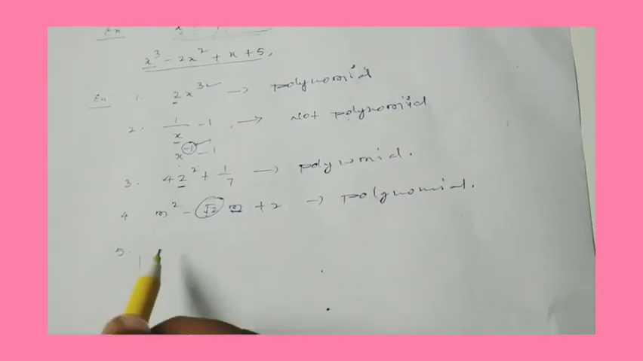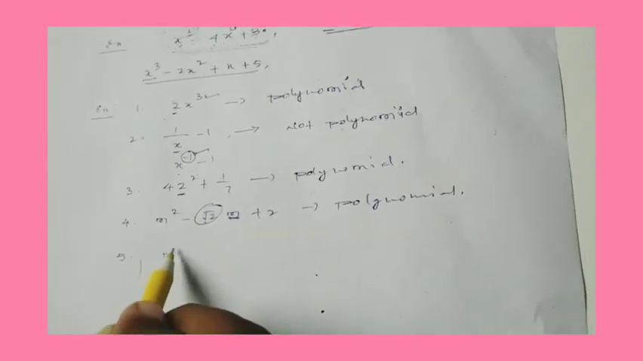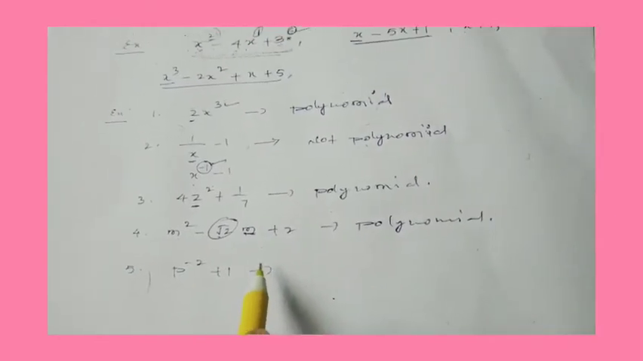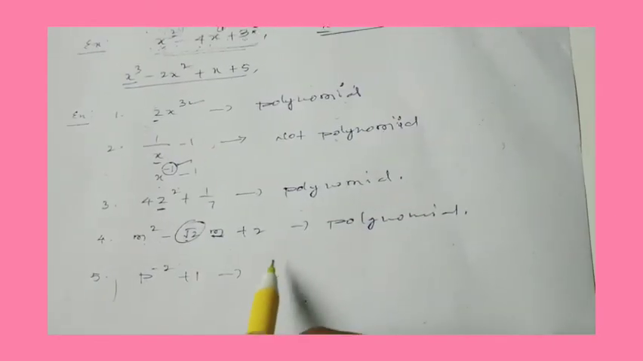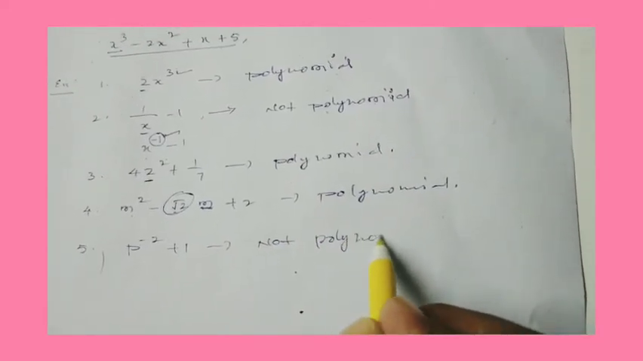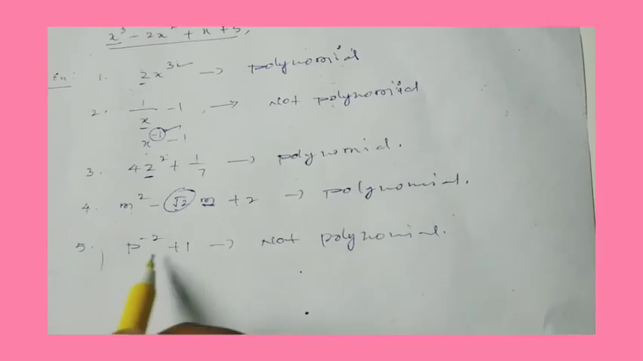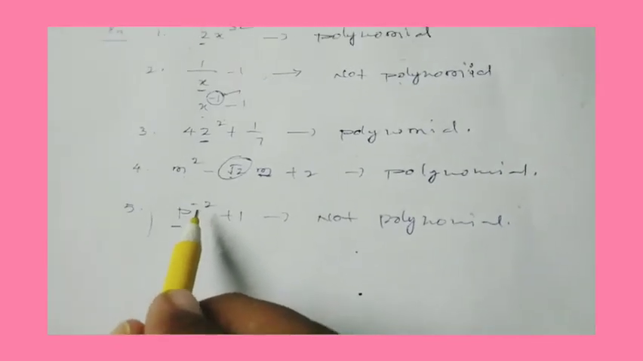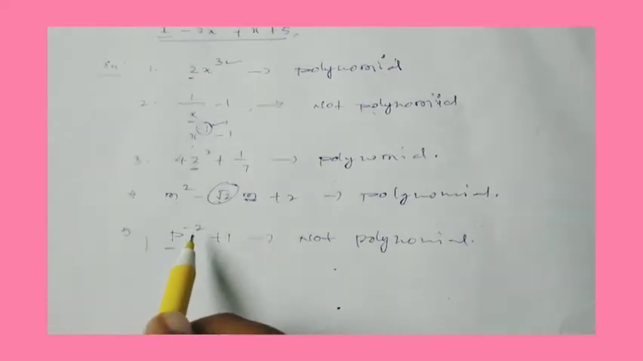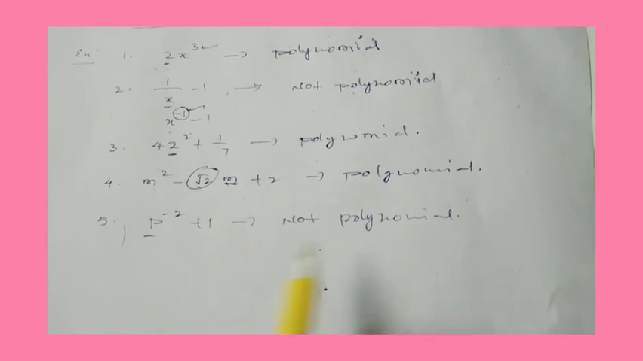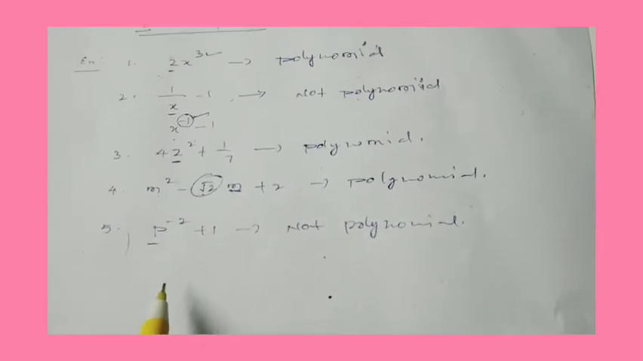Next, fifth one, p power minus 2 plus 1. Is this a polynomial? No, it is not a polynomial. Why is it not a polynomial? See here, the variable is p. P power how much is there? Minus 2. Minus 2 is a negative integer. If it is a negative integer, it is not a polynomial according to the definition. That's why it is not a polynomial.